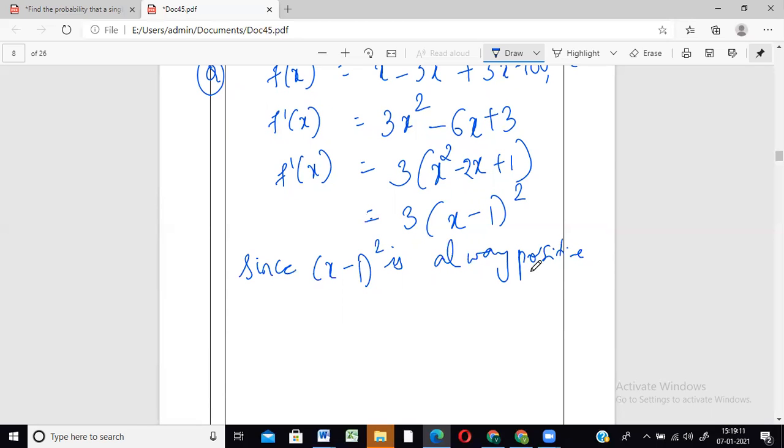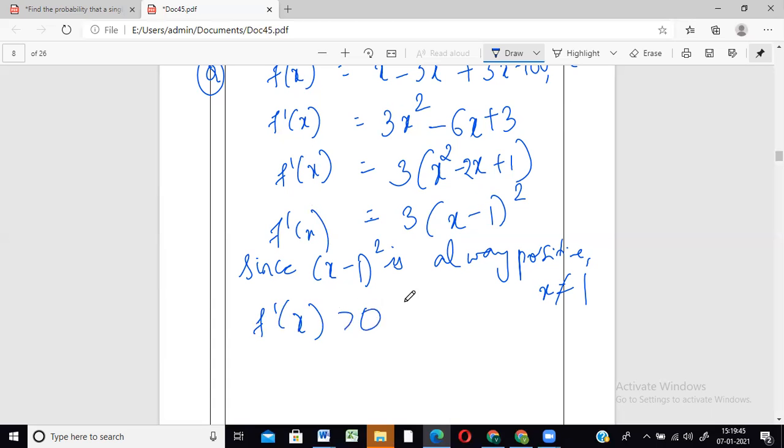Other than the fact that when you have the value of x as 1, what will you have when x is equal to 1? 1 minus 1 will be 0. So 0 square is 0, right? So the answer becomes 0. 0 is something that is neither positive nor negative, okay? So other than the place when x is equal to 1, everywhere else x minus 1 the whole square will always be positive. So when this is positive, this entire thing will be positive. So f dash of x will be positive.